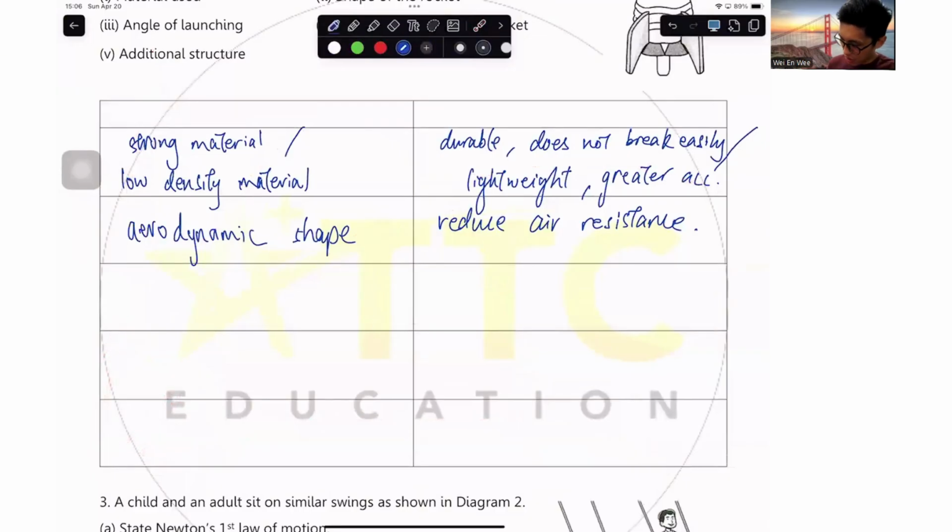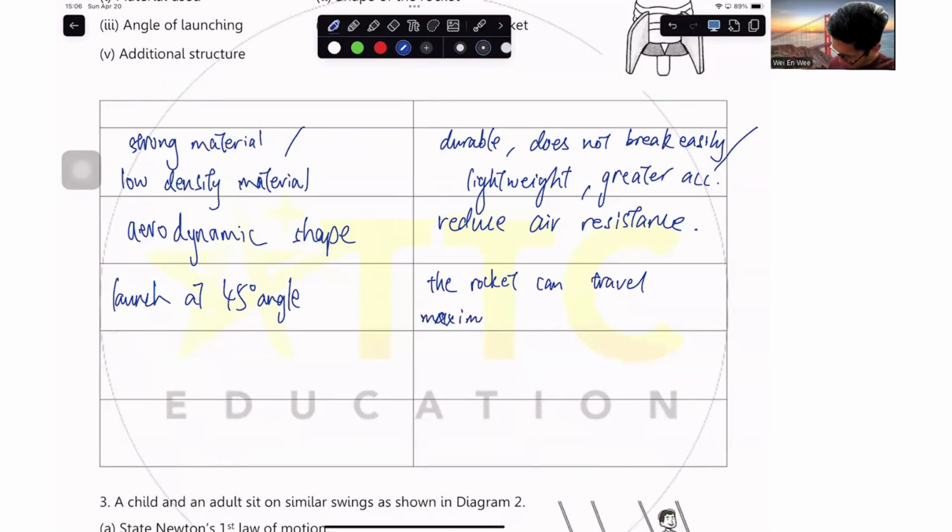So you can say launch at 45 degrees angle. You can say the rocket can travel maximum horizontal distance.